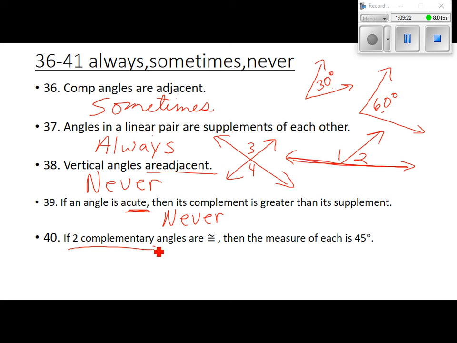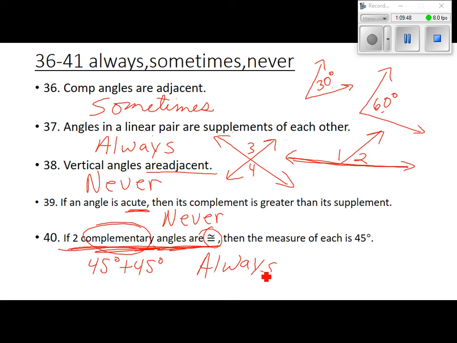If two angles are complementary, and the two complementary angles are congruent to each other, then the measure is 45 degrees. Well, if they're complementary, that means they add up to 90. If they're congruent, that means they're equal. The only two angles that add up to 90 and are equal to each other are both 45 degrees. So this is always. The two supplementary angles that are congruent to each other would have to be 90 degrees.